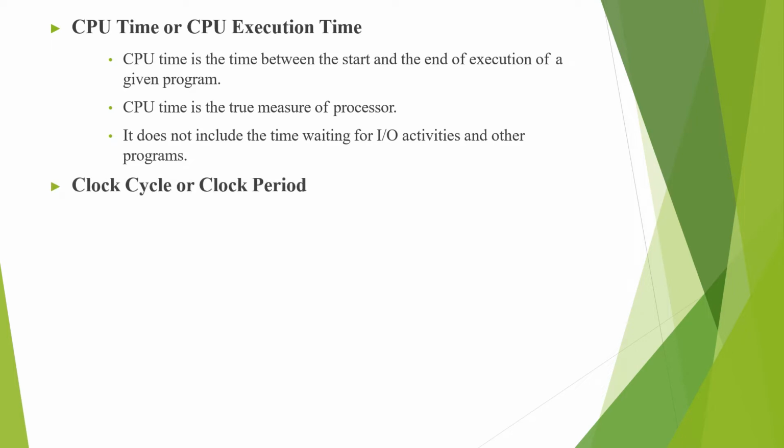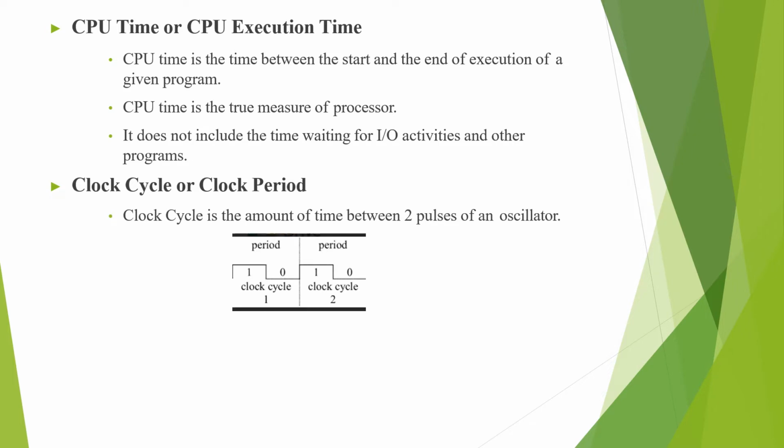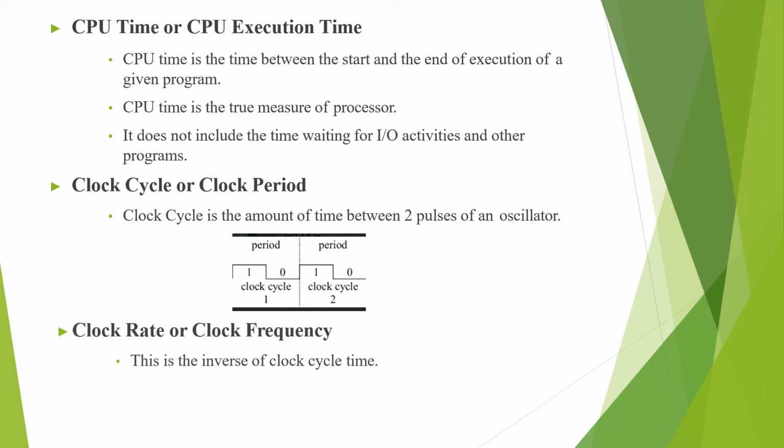The next parameter is the clock cycle, or we'll call it the clock period. The clock cycle is the amount of time between two pulses of the oscillator, that is, one positive and negative swing, called a clock cycle. Next, clock rate, or clock frequency. The inverse of the clock cycle or clock period is called the clock rate or clock frequency.